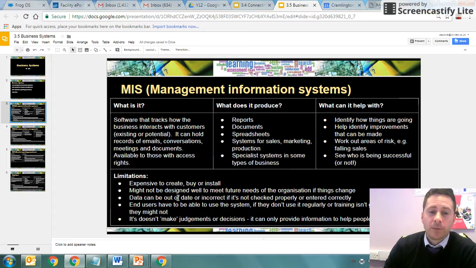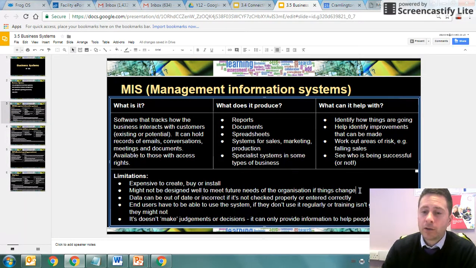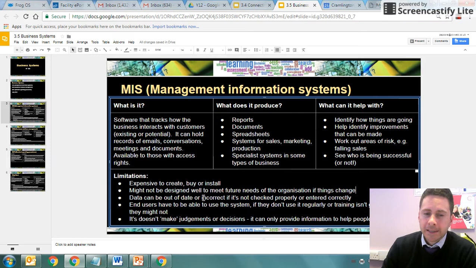It does cost a lot of money. We have to have one in school. We have to have somewhere to keep that information. So we don't have a choice but to buy it. But it is an expensive piece of software that we have to pay for every year. We have looked sometimes at changing to a different MIS because it doesn't do everything quite the way that we want it to. And there's this issue here, data can be out of date.